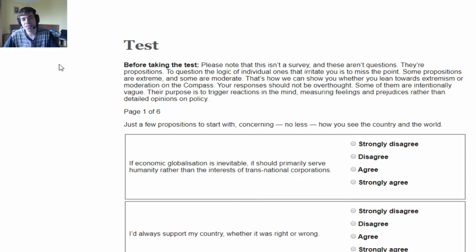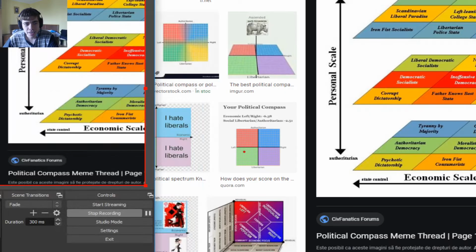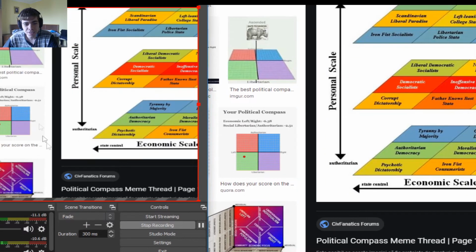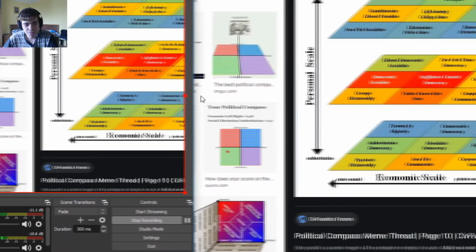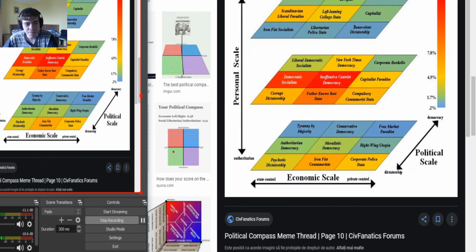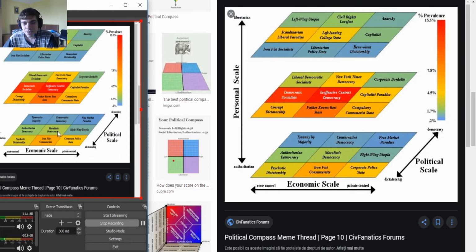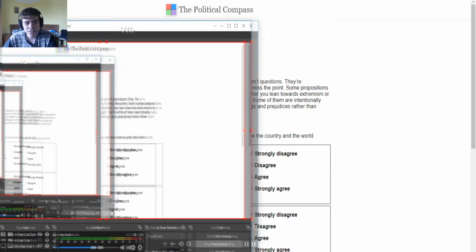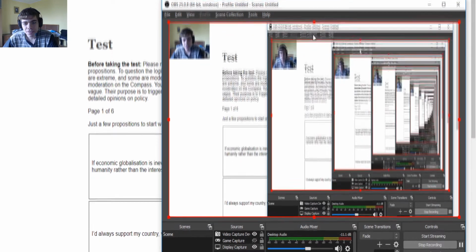Obviously, you can make it as complicated as you want. I've seen it with a three-dimensional one, which looks pretty cool. If I can go for a picture of it, I can't. Here you go. This is the test that I'm talking about. See, with the three-dimensional one, the economic scale, the personal scale, and the political scale. In any case, we'll not do that. We'll do the general two-dimensional one, and now the entire thing is messed up over here.